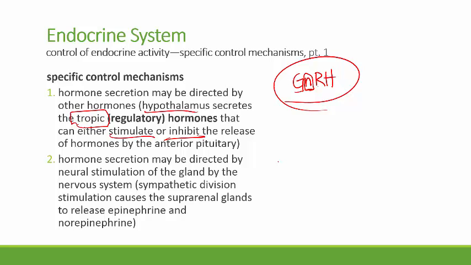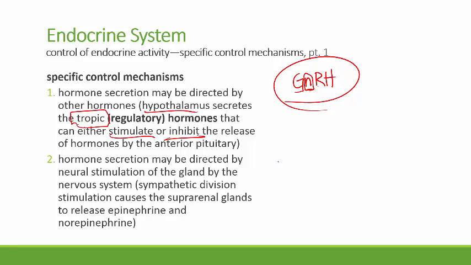Hormone secretion may also be directed because of neural stimulation. This is why you can produce epinephrine and norepinephrine so dang quickly. You almost get hit by that car that's changing lanes into your lane where you are.